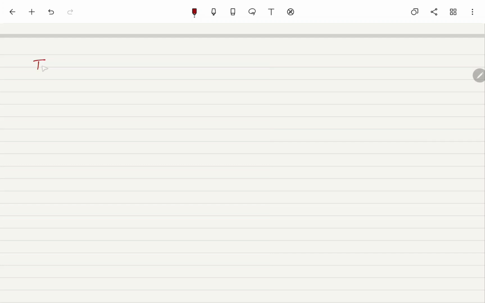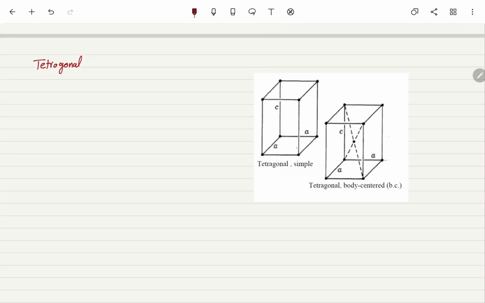Tetragonal. There are two types of tetragonal lattices: simple tetragonal and body-centered tetragonal. Now the simple tetragonal, as you can see here, A1 equals A2 but not equal to C, and alpha equals beta equals gamma equals 90 degrees. This is the simple one here.